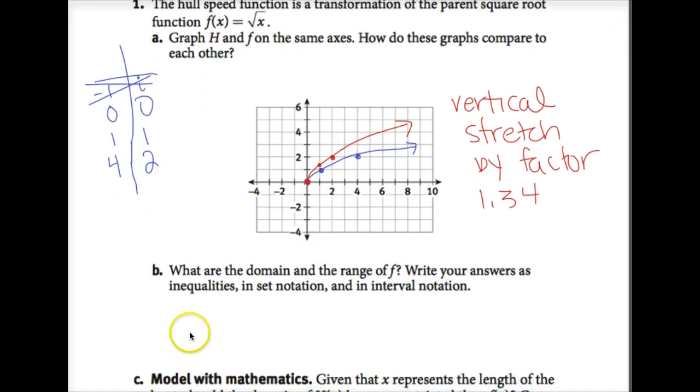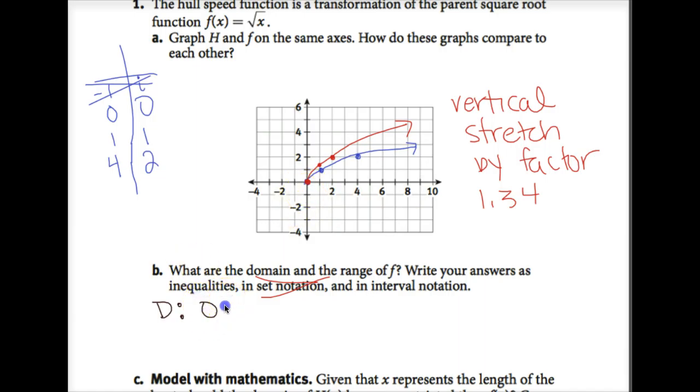Part B wants us to determine the domain and range of f, my parent. Remember that we don't do set notation, so we just do inequalities and interval notation. Now it's important here to recognize that on my domain, we couldn't pick negative values. They gave us i's. So that means my domain doesn't go from negative infinity to infinity, and we can see that in the picture. It starts at 0.